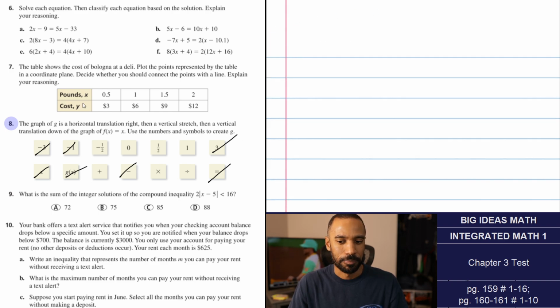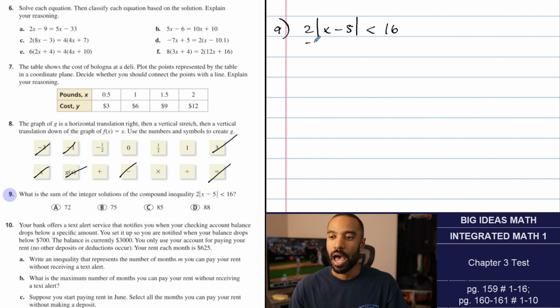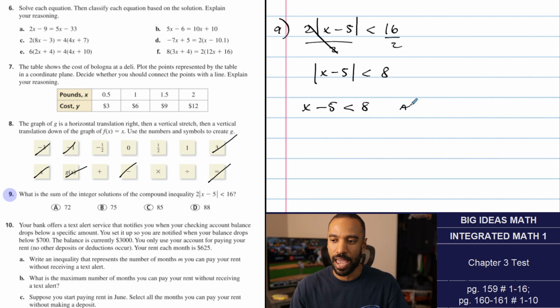Okay, number 9. What is the sum of the integer solutions of the compound inequality? Oh, the sum. This is kind of like an SAT question thing where you can't just plug in answers. You got to find the answers and then add your answers together. Now, if you add negatives together, or a positive with a negative, it becomes subtraction. I'm going to divide both sides by 2 to get the absolute value portion by itself in the inequality. We must stay within 8 units left to right of 0. So we must stay less than the positive 8, and we must stay greater than the negative 8.